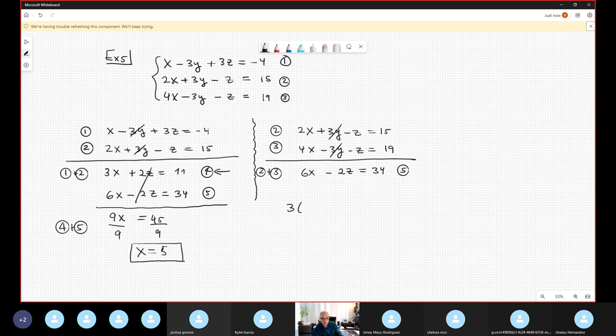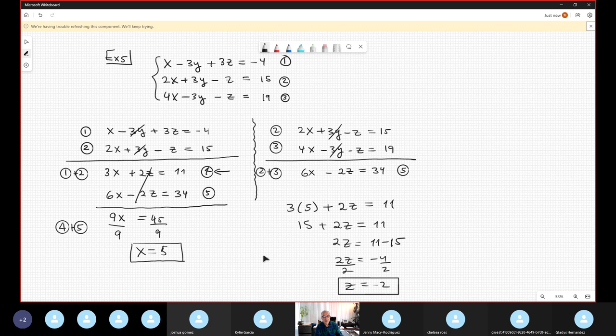Yeah, I copy equation 4, but now replace x with 5. This is 3 times 5 plus 2z equal 11. This is 15 plus 2z equal 11. 2z is equal to 11 minus 15. 2z is equal to negative 4. Divided by 2 on both sides, z is equal to minus 2. Cool. Minus 2.